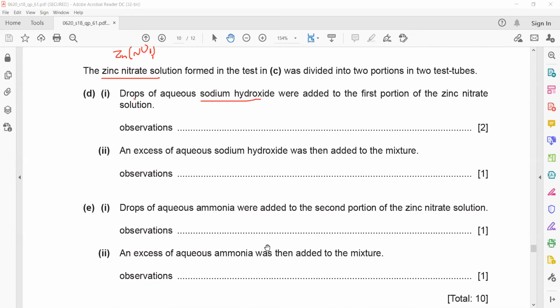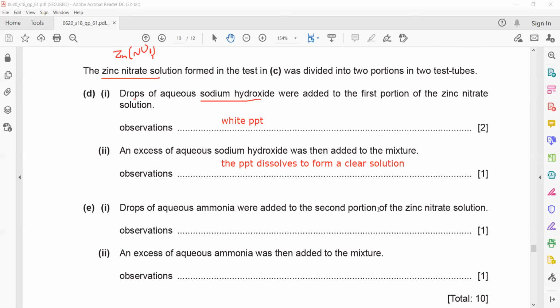And the second part, excess of sodium hydroxide is added. What is the observation? Zinc precipitates are white, and when you add an excess, the precipitate dissolves and it will form a colorless solution or a clear solution. White PPT, which will dissolve to form a clear solution or colorless solution.